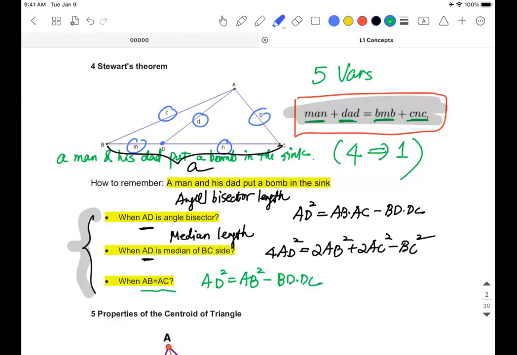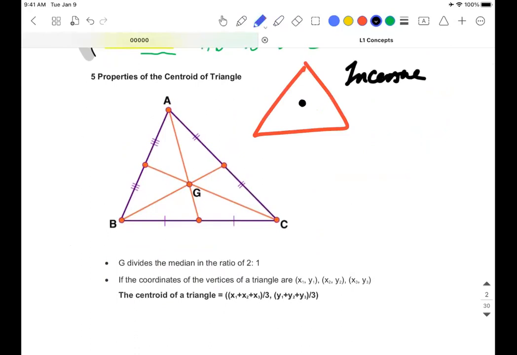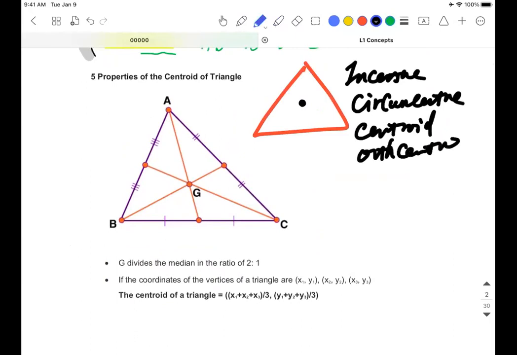All right. So moving forward, number 5, the properties of the centroid of a triangle. As long as you have a triangle, the triangle has different centers, right? You might have the incenter, you might have the circumcenter, the centroid, the orthocenter, you might even have more. There are different kinds of centers all over the place. And among all of them, the most important is the famous centroid, which is the intersection of the 3 medians.